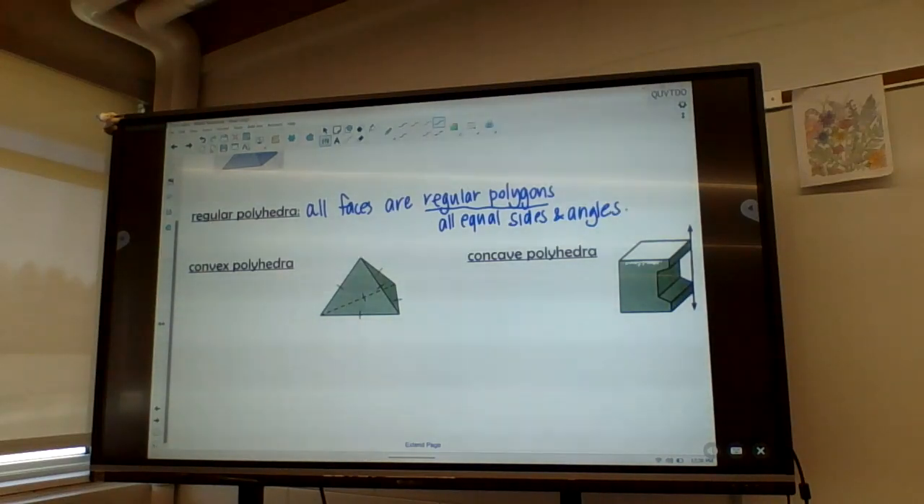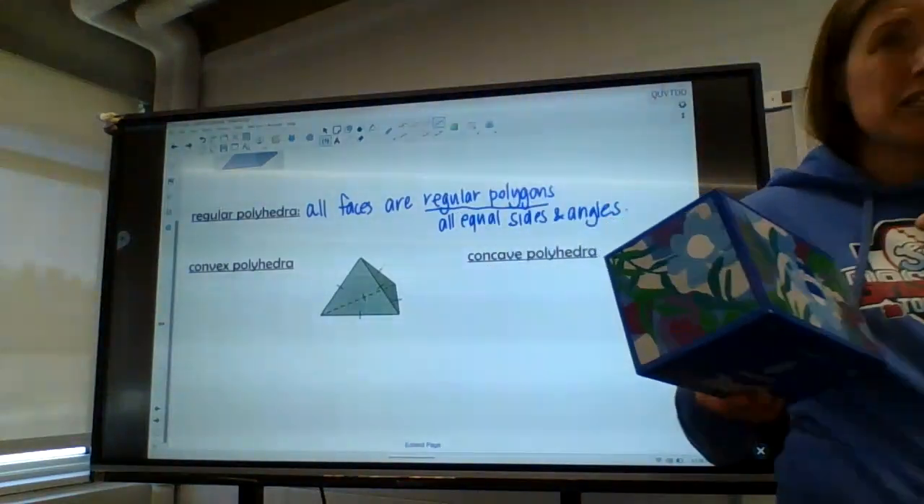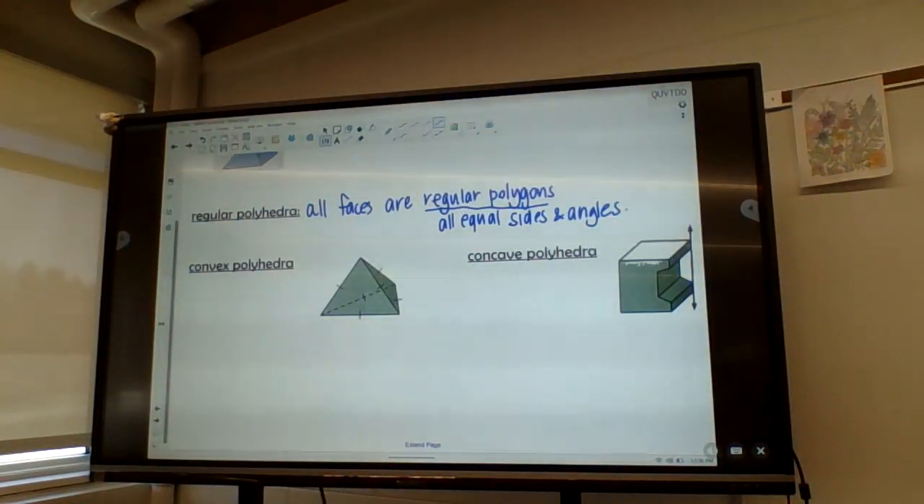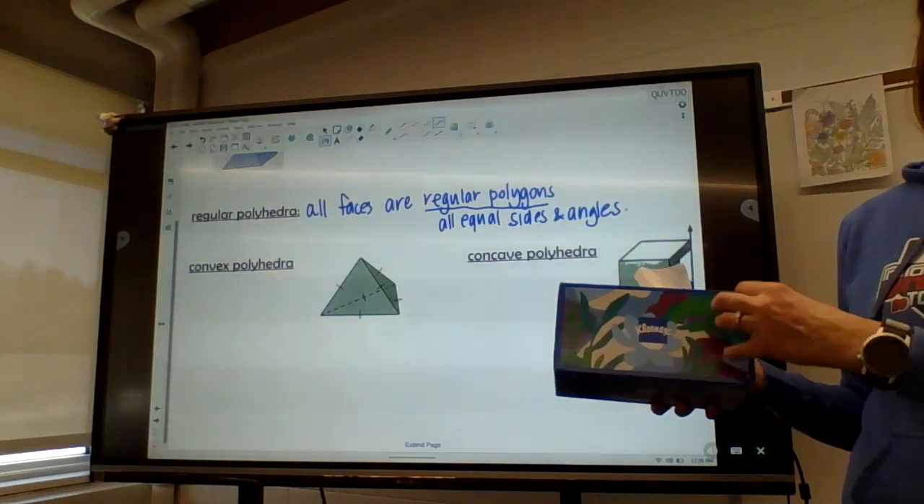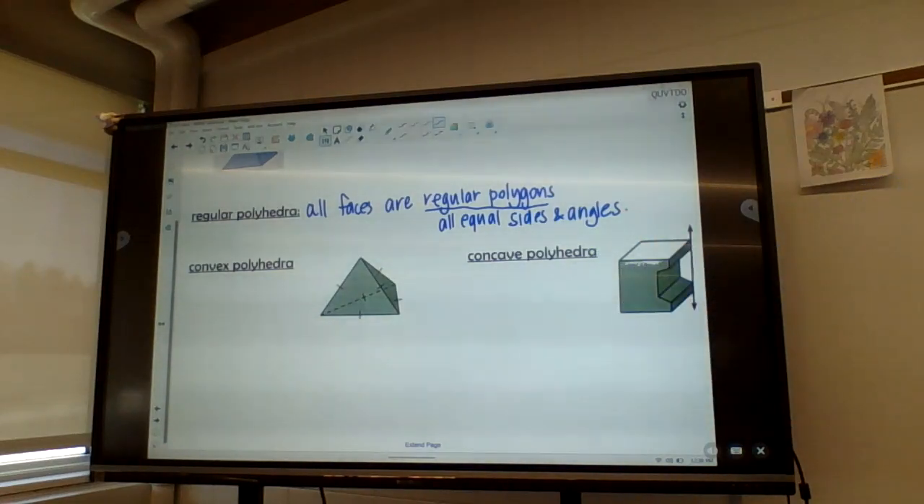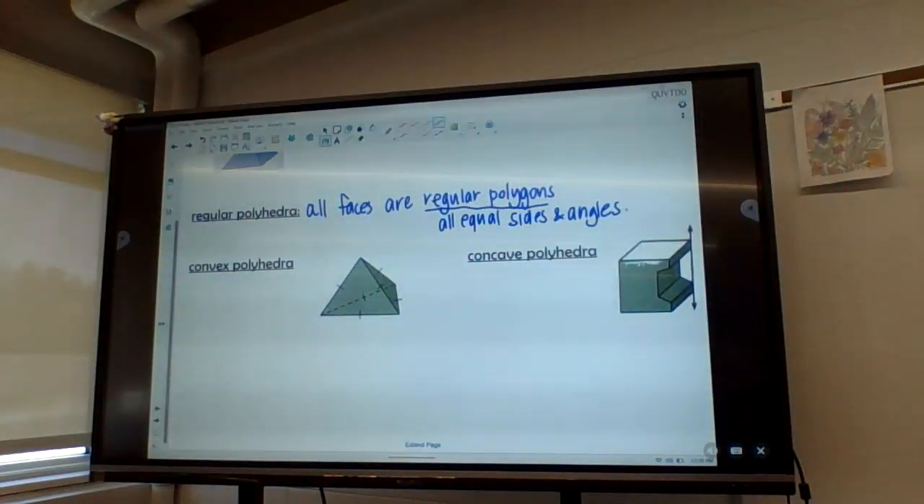So my Kleenex box is not a regular polyhedra. A perfect cube would be a regular polyhedra, which I don't know that I have. But our Kleenex box, the sides aren't all equal. The angles are all the same, but the sides aren't all equal. So this would not be a regular polyhedra, still a polyhedra, but it would have to be like a perfect little cube. A Rubik's Cube would be a great example of a regular polyhedra.